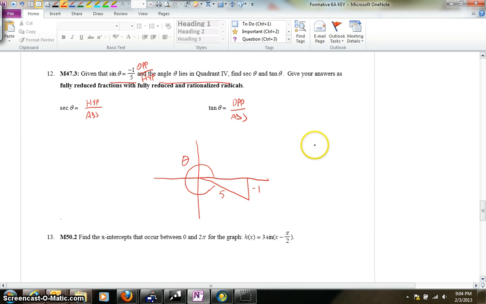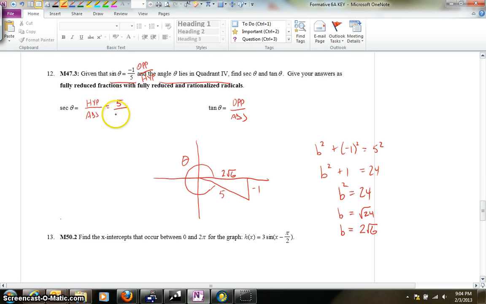Pythagorean theorem says that the adjacent side, I'll call it b here, b squared plus -1 squared should equal 5 squared. So we've got b squared plus 1 equals 25. b squared equals 24, and therefore b equals the square root of 24. Some of the biggest mistakes were where students did not put this in simplest radical form. It should be pretty obvious that 4 is a factor of 24, and so a 2 can come out, and it's 2 radical 6. So the adjacent side is 2 radical 6, which means I've got 5 over 2 radical 6 here.